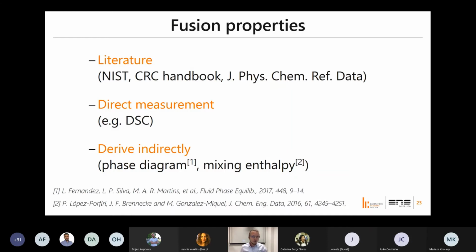If they don't melt, and there are quite some components that do not melt before they decompose, including choline chloride, one of the archetypal components, it has to be derived indirectly from other data. And for instance, from the phase diagram, as you did in 2017, or from the mixing enthalpy, which some other group did in 2016. So these are approaches to still get fusion properties, even though they're experimentally inaccessible. And these are, of course, apparent fusion properties. They don't really exist, but you do need them in order to describe the eutectic depth.